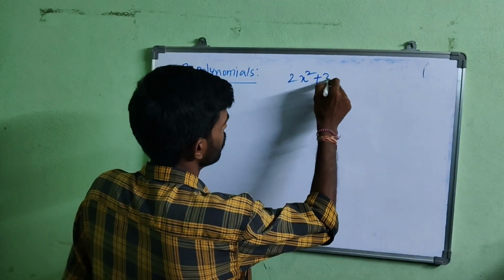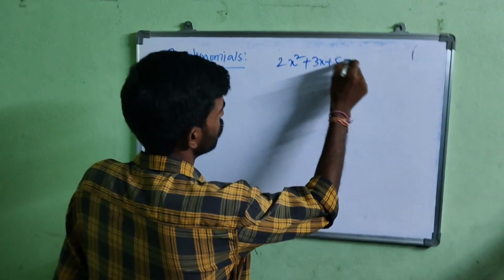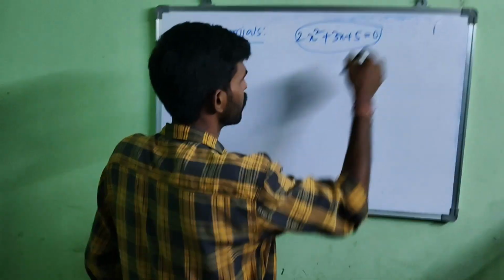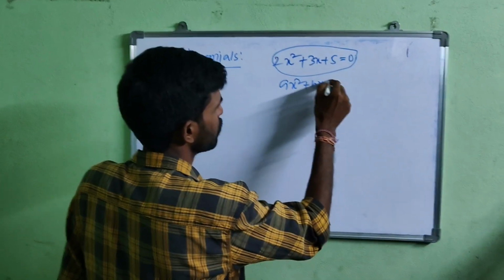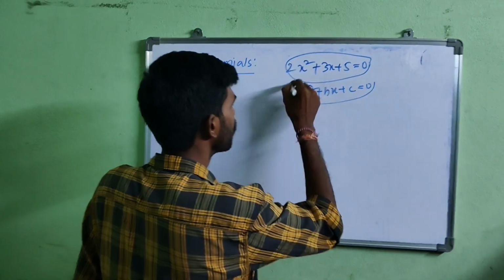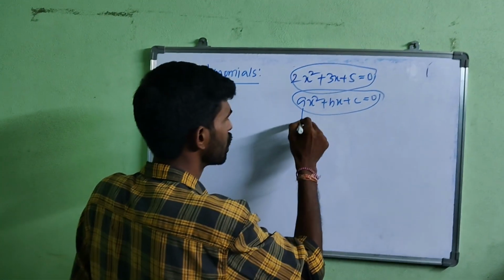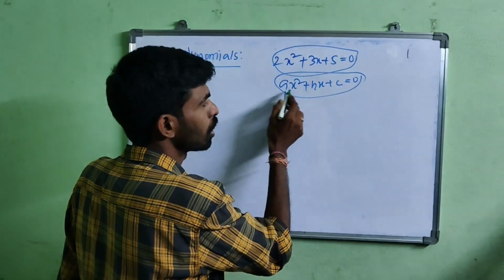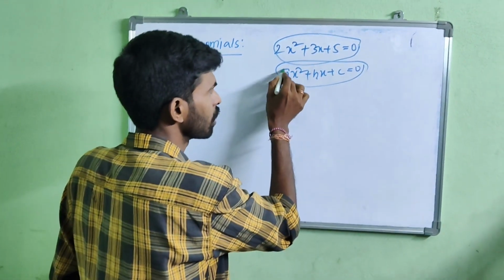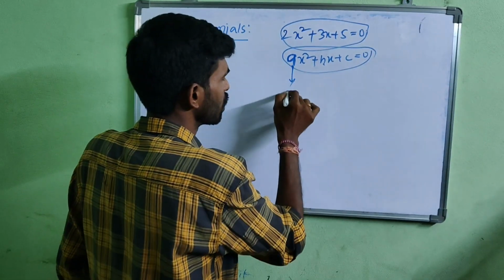2x square plus 3x plus 5 equal to 0 is the quadratic equation. That is like ax square plus bx plus c equal to 0. What are the terms in this equation? I already told you, a and b are the ones beside x. Those are what we call coefficients.